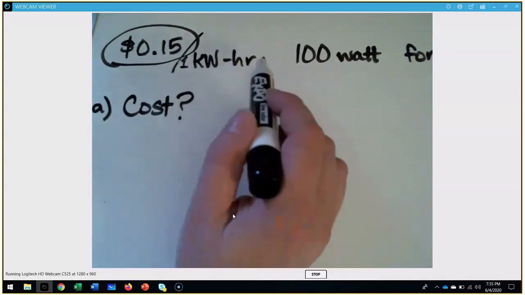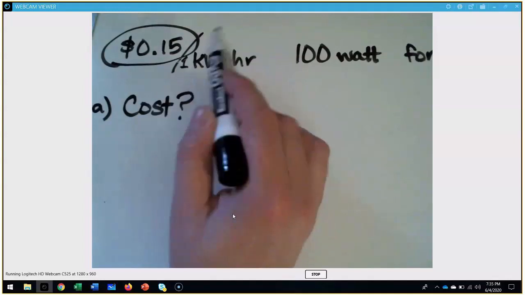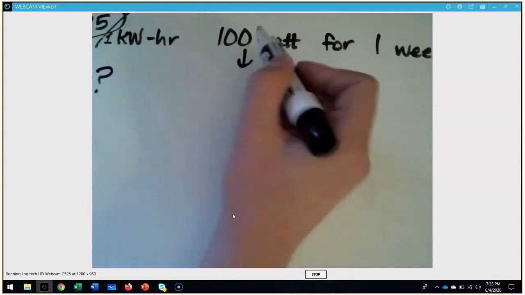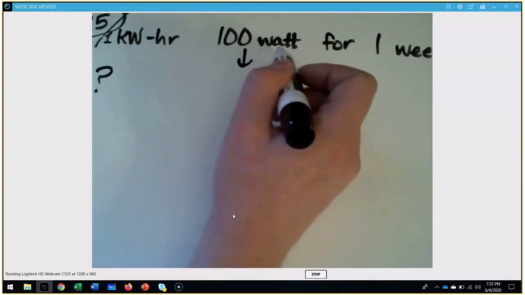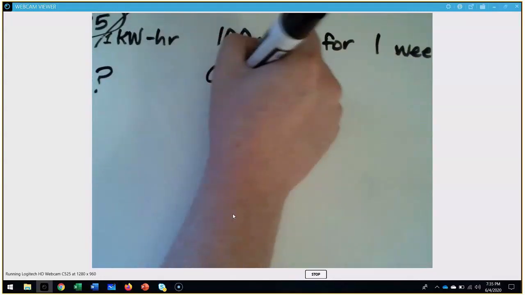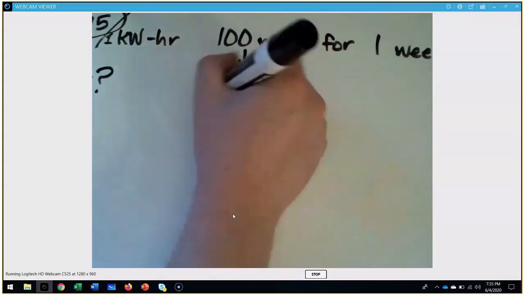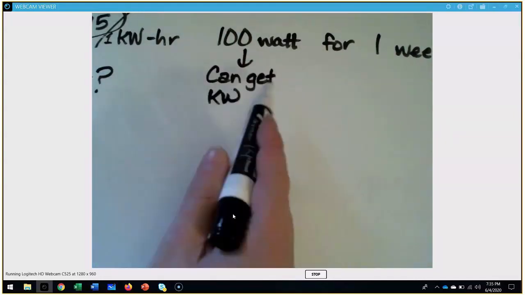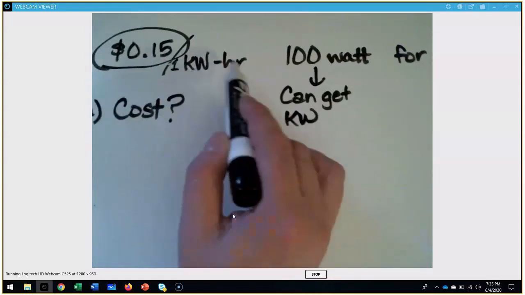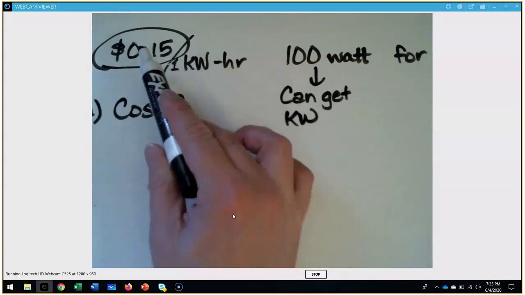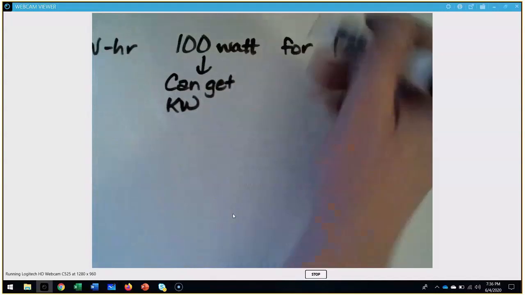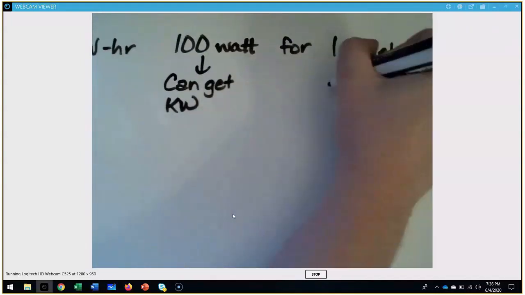If I need to cancel kilowatt hours, I need kilowatts, and I need hours. Okay, so let's see what I got. I got watts, not kilowatts, but at least it's something I could work with. That could get me the kilowatts. And then I also need hours. I need both of these things if I want to get this by itself. So I need hours. I've got 1 week. At least that's time. That can get me hours.